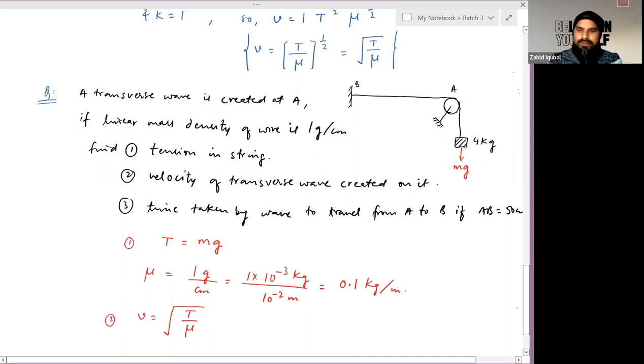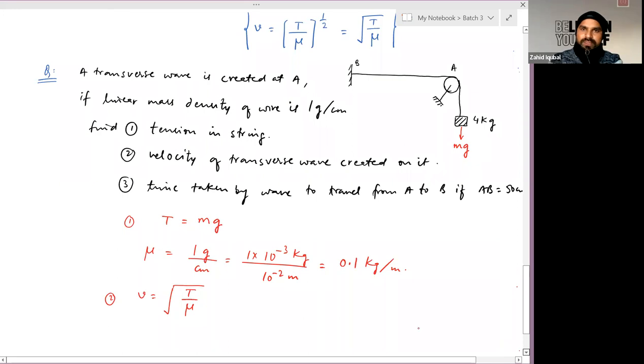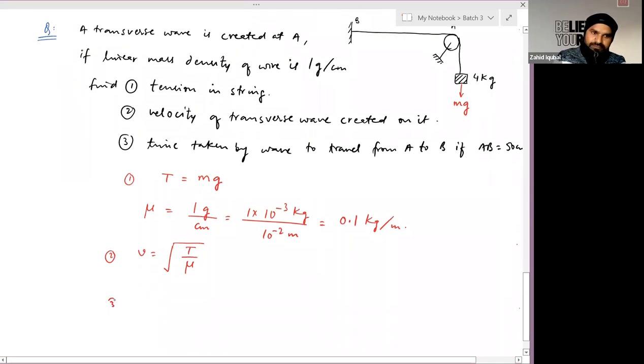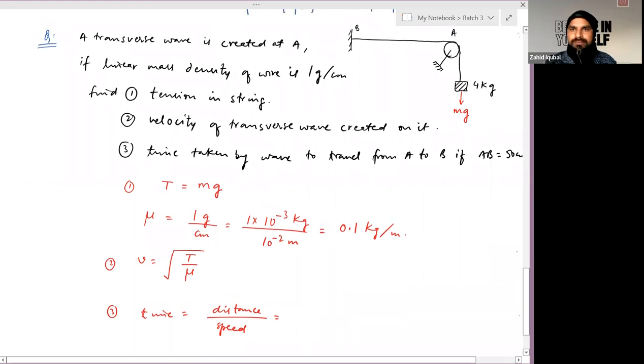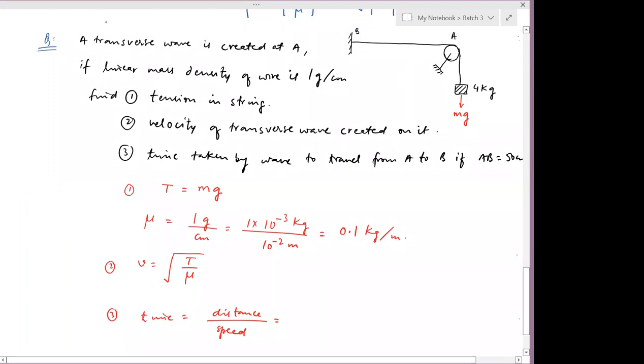Now we have tension and mu. So using it, we may find the velocity of the transverse wave created as root T by mu. Next we have to calculate the time taken by it to move from A to B. So time taken equals distance divided by speed of wave. Distance of AB is given 50 centimeter, so convert it to meter, and speed you will calculate from the second part. Put it and simplify it. Yusuf, any doubt? No, sir. Okay, try to solve.